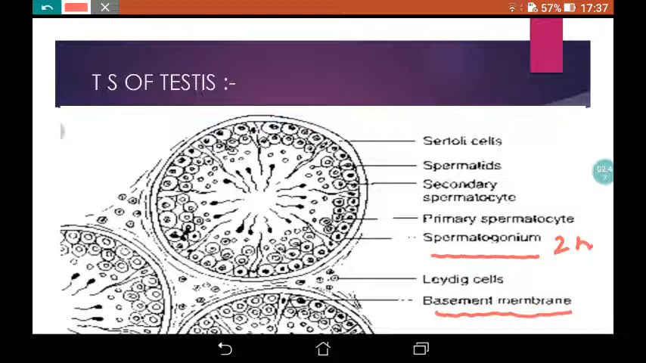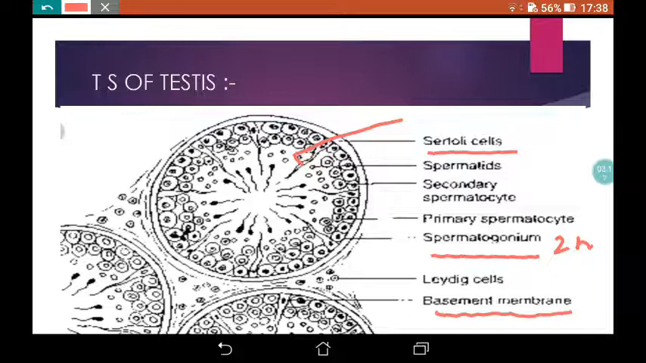These spermatogonia cells are cuboidal structures, and interspersed between these spermatogonia cells you also find long columnar cells. These are Sertoli cells. These long columnar cells are called Sertoli cells. They are also called nurse cells or sustentacular cells.